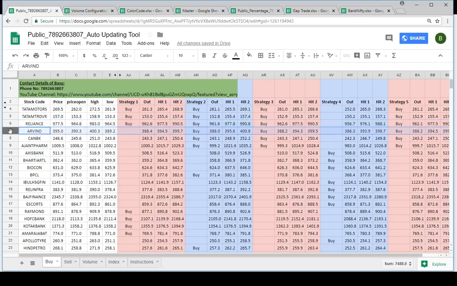But you can see Arvind. It made an open of 390.3, but it made a low of 389.2. So it is not in the buying range, and it is not considered as a strategy one. Similarly, this is strategy one, and the out is the value where you should come out.